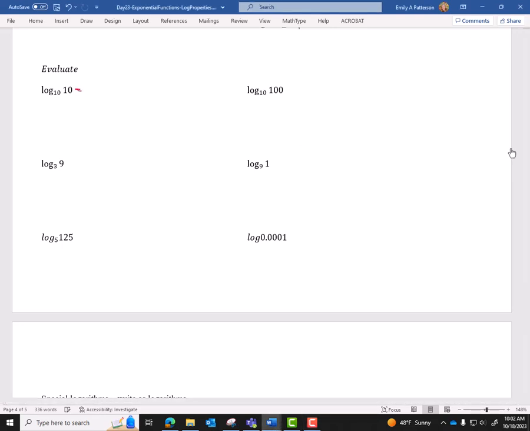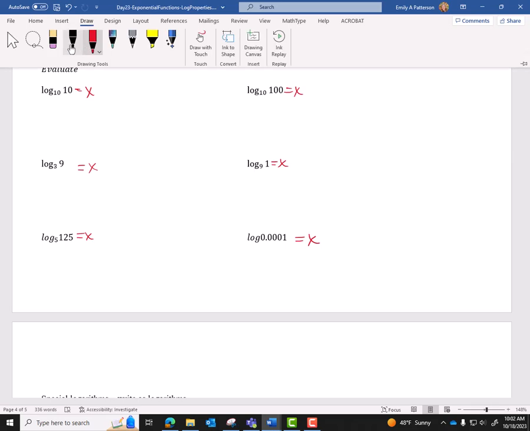So let's look at some of these logs, and putting them into exponential form will actually help us out. I'm going to set these all equal to a variable just to help me out, so I can sit and think about where this is going. Now, some of you might be able to visualize. It's just looking for my exponent. So let me turn it to black.